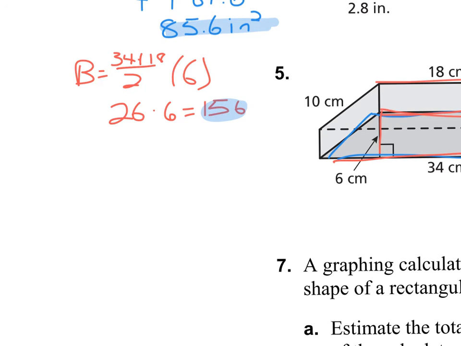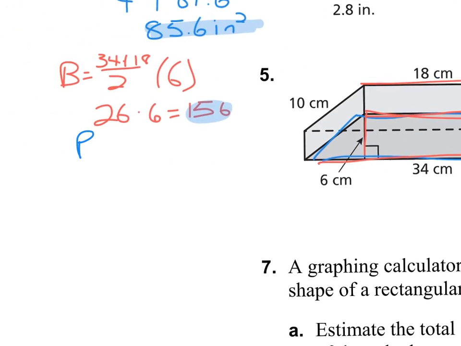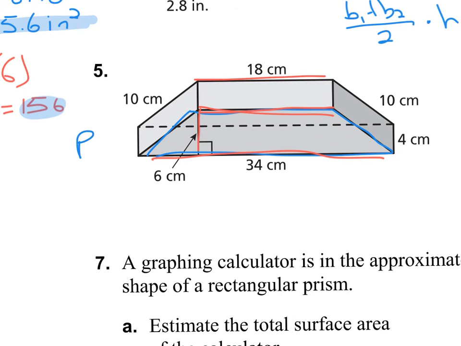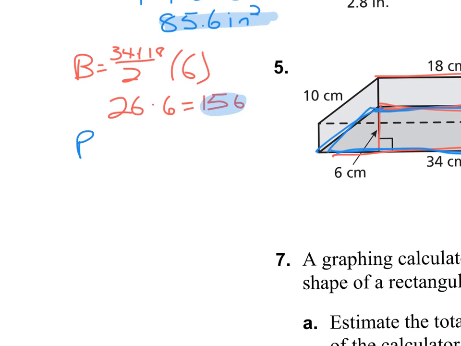Okay, so now next I need my P, which is the perimeter of the base. So the perimeter, we're going to go ahead and add. So I go add 34 plus, what is this? This is 10, so this has to be 10, plus my 18 here, plus my 10 here. So 34 plus 10 is 54. 54 plus 18 is 72. So my perimeter is going to be equal to 72.